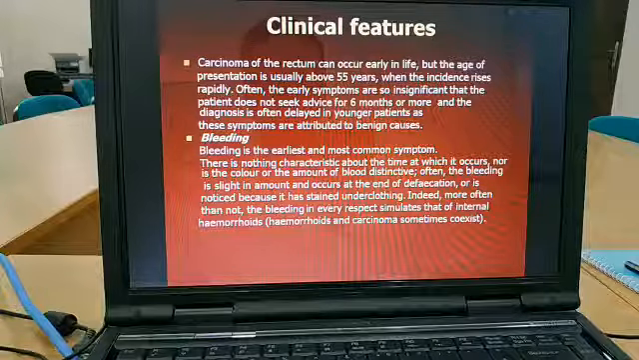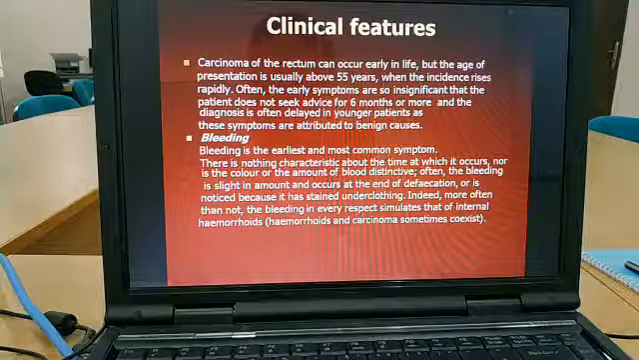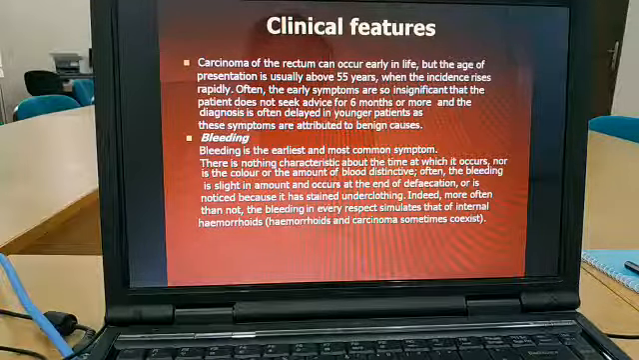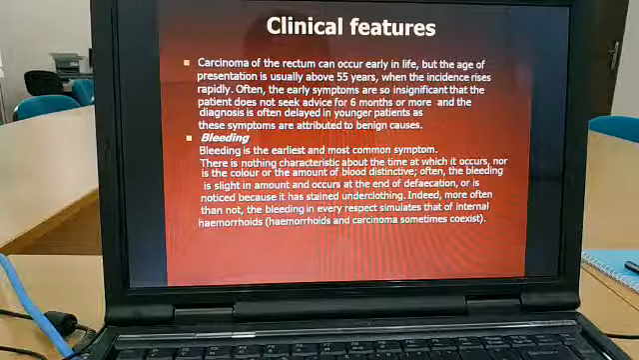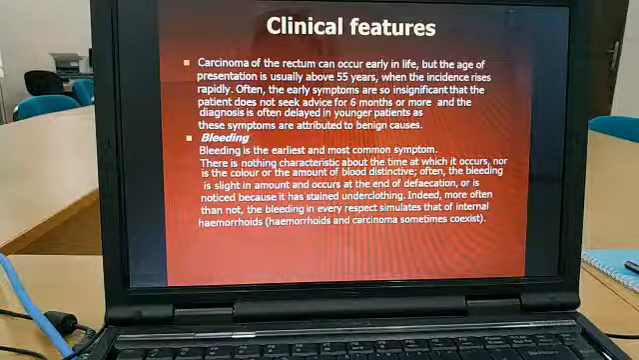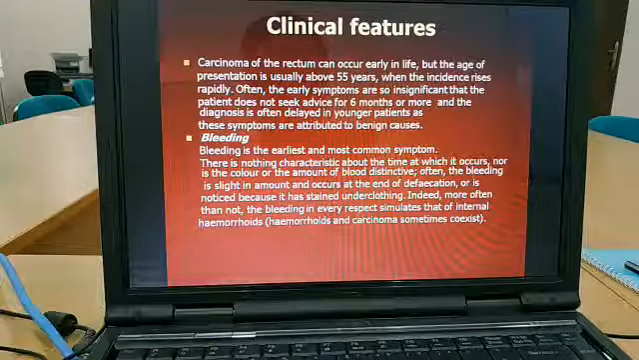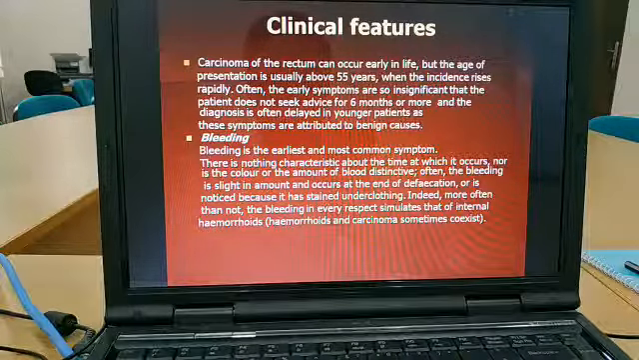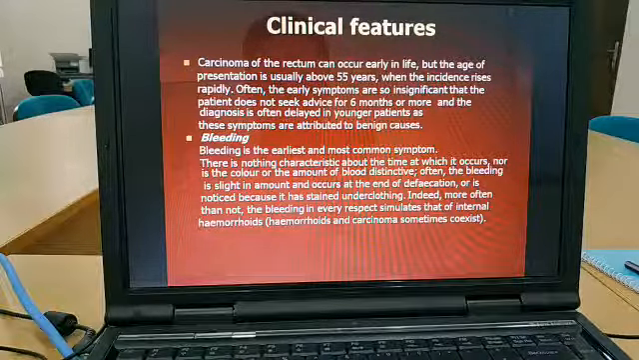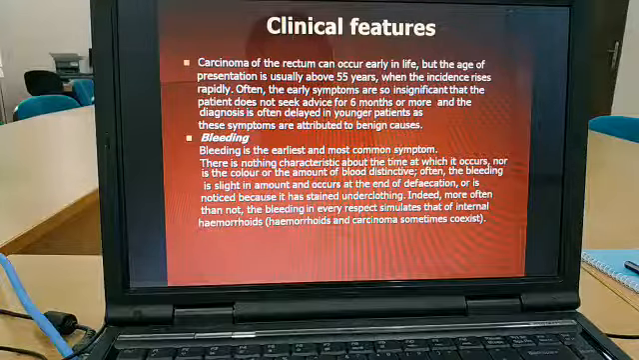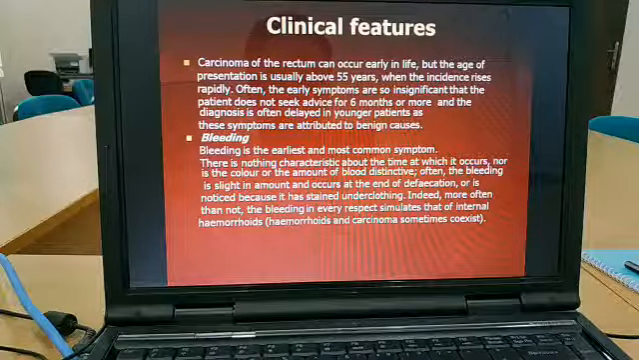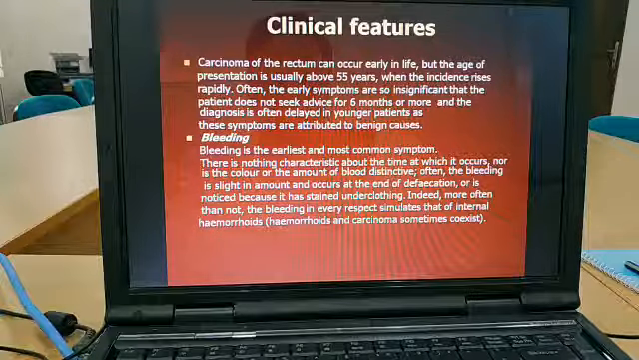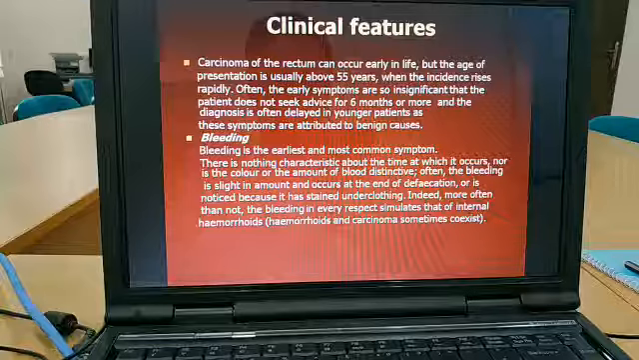The clinical features usually present like bleeding. Bleeding is the earliest and most common symptom. There is nothing characteristic about the time at which it occurs, nor the color or the amount of the blood. Often the bleeding is slight in amount and occurs at the end of defecation, or it is noticed because it stains the underclothing. Indeed, more often than not, the bleeding in every respect simulates that of internal hemorrhoids.